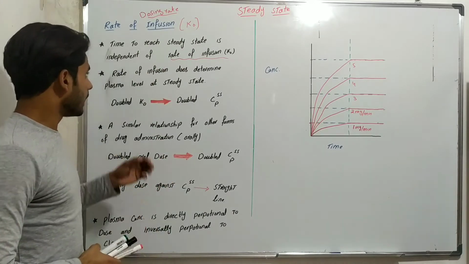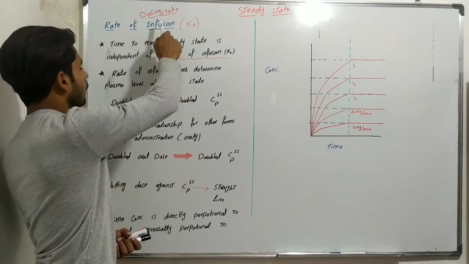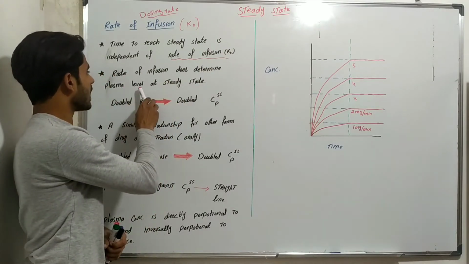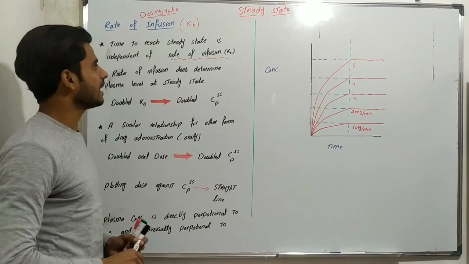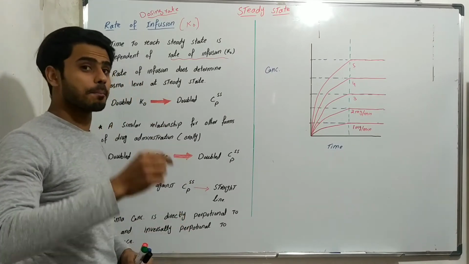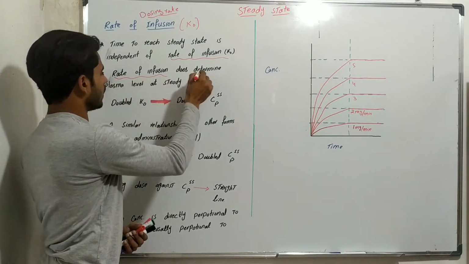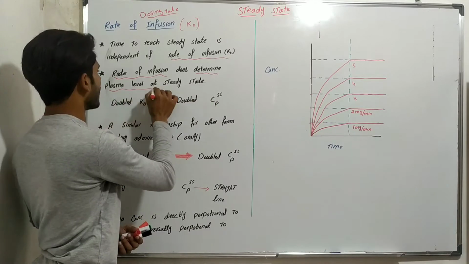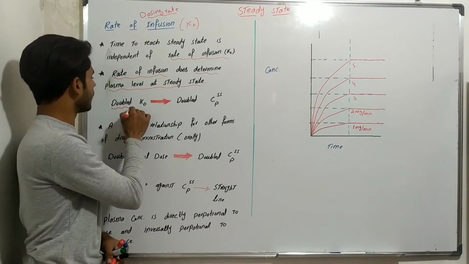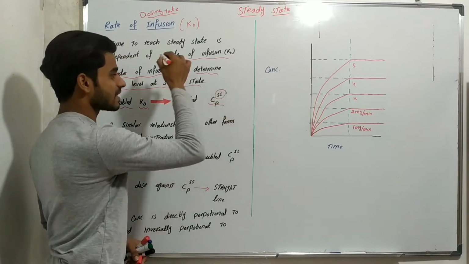The second thing is that the rate of infusion does determine the plasma level at steady state. It cannot affect the time to reach the steady state, but it affects the plasma level of the drug at steady state. If we increase the rate of infusion, then the plasma level at steady state will also increase. It is directly proportional. If we double the rate of infusion, the plasma concentration of the drug at steady state will also double.